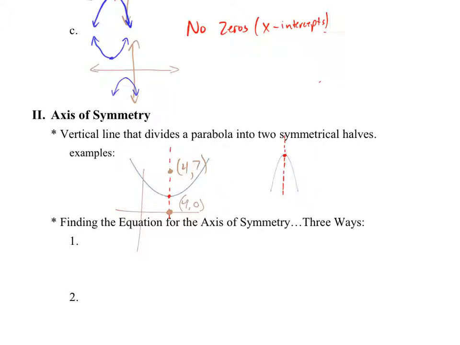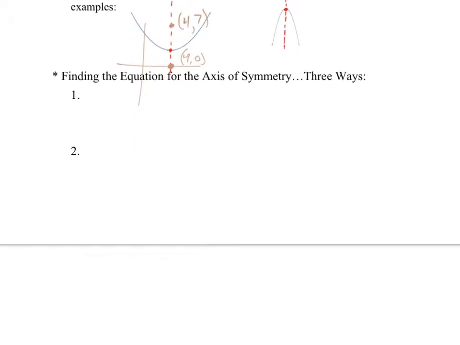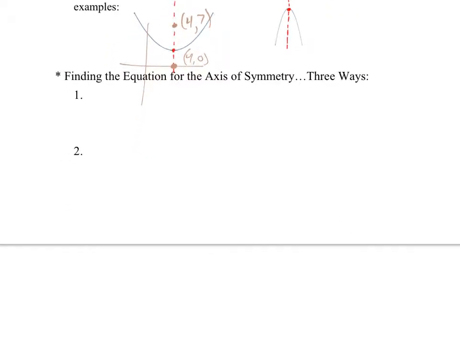Fair enough? Okay, so if we're going to try to find that axis of symmetry, and I'd ignore all that brown stuff, we know it's going to be x equals something. There's 3 ways to get it. First way, I'm just going to write in here x equals a number, and I'm going to put a little arrow to the number and say it's the x value of the vertex.